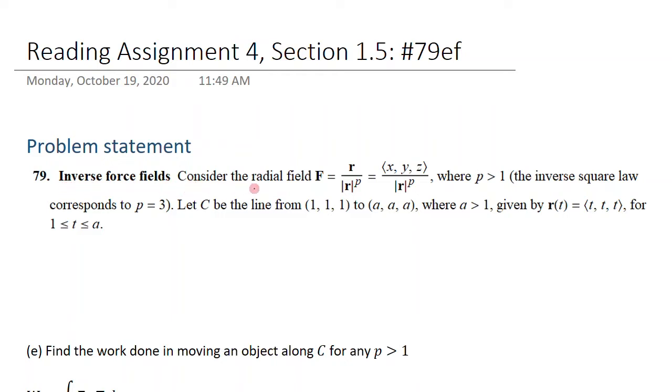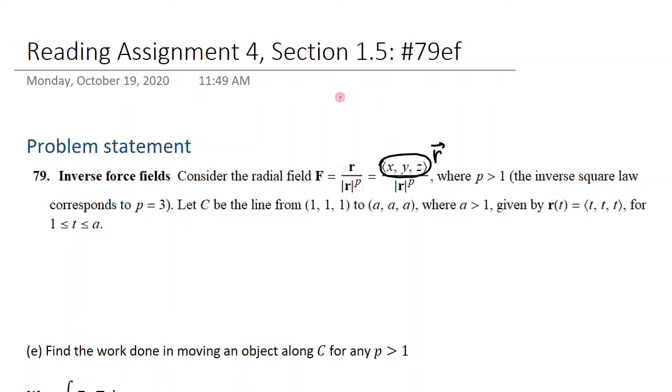It asks you to consider the radial field like this, where F equals R over magnitude of R to the power of P. R is a vector x, y, z, and P is some integer, I think. Actually, it doesn't say that it's an integer. It's some number greater than 1, and they say the inverse square law corresponds to P equals 3. Now, why do they say this?